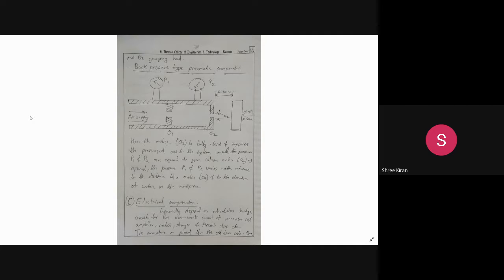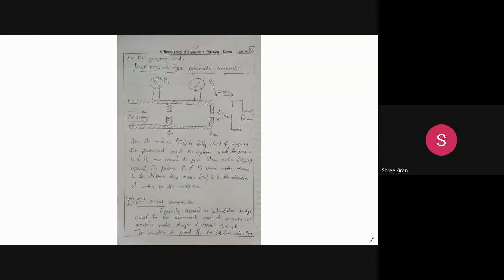Orifice O2 is fully closed and supplies the pressurized air to the system, and it always supplies the pressurized air until the pressure P1 and pressure P2 are equal to 0. So when orifice O2 is open, what finally happens?